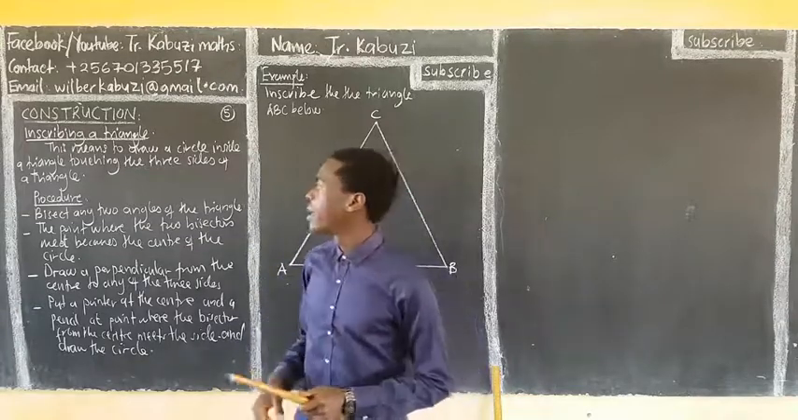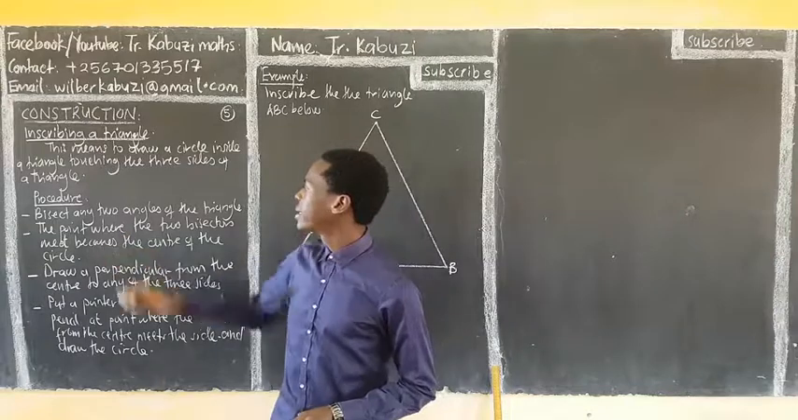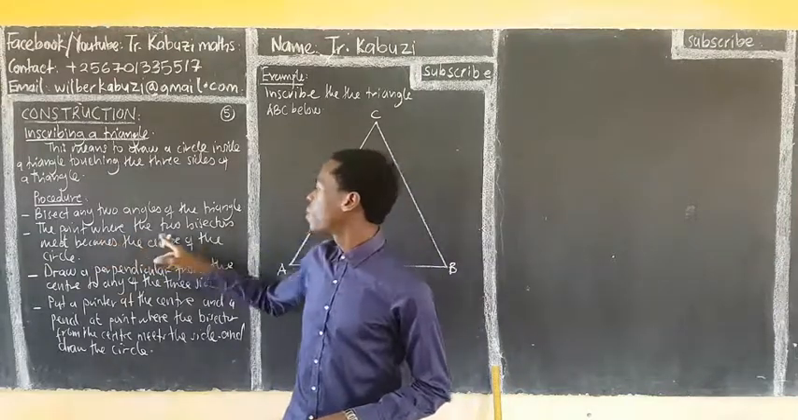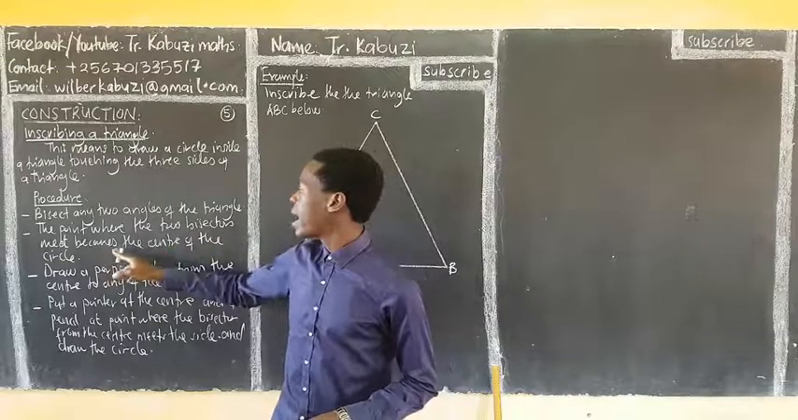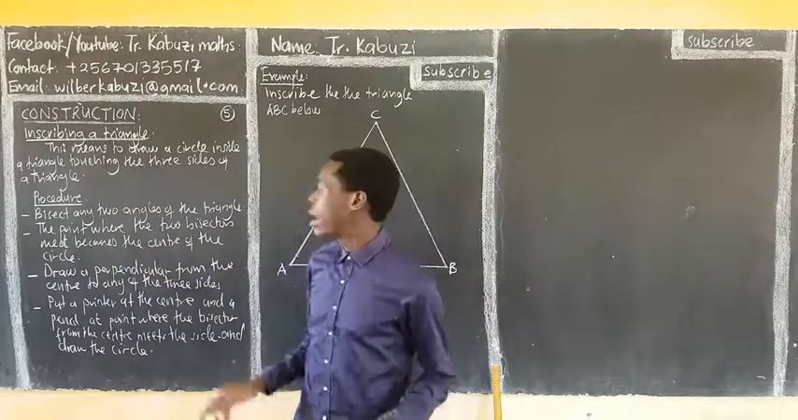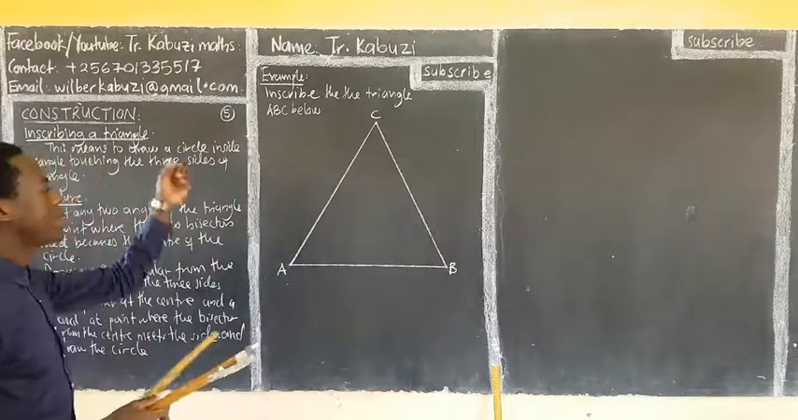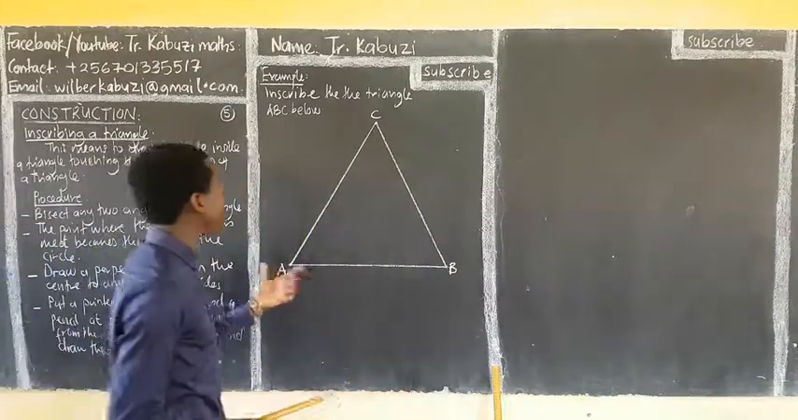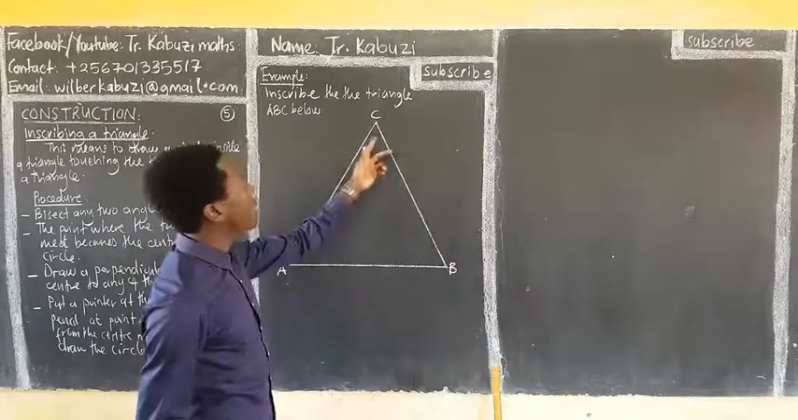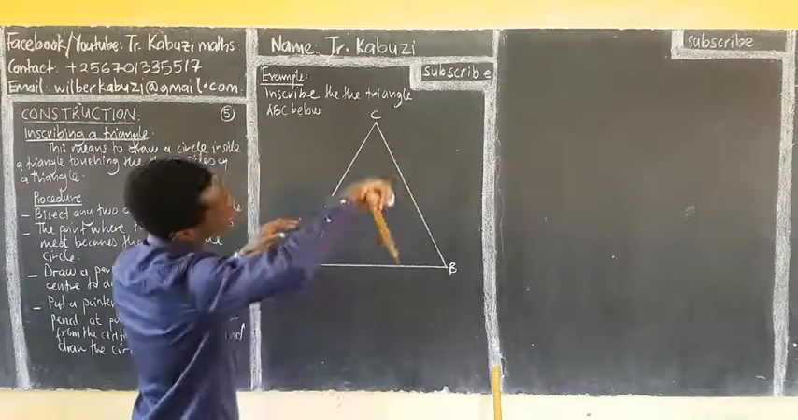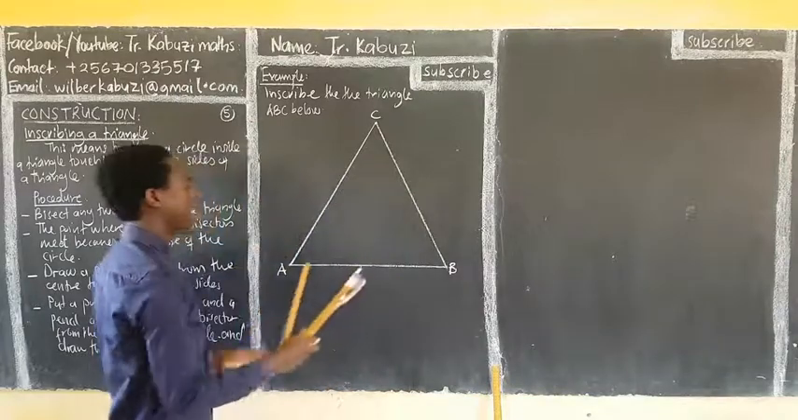of that triangle. The procedures are: bisect any 2 angles of that triangle. The point where the 2 bisectors meet becomes the center of the circle. After bisecting, where those 2 meet becomes the center. So you can bisect any 2 angles. You can bisect this angle, this, or this. This one is a bit hard to bisect because it's up, so I'm going to bisect this and this.